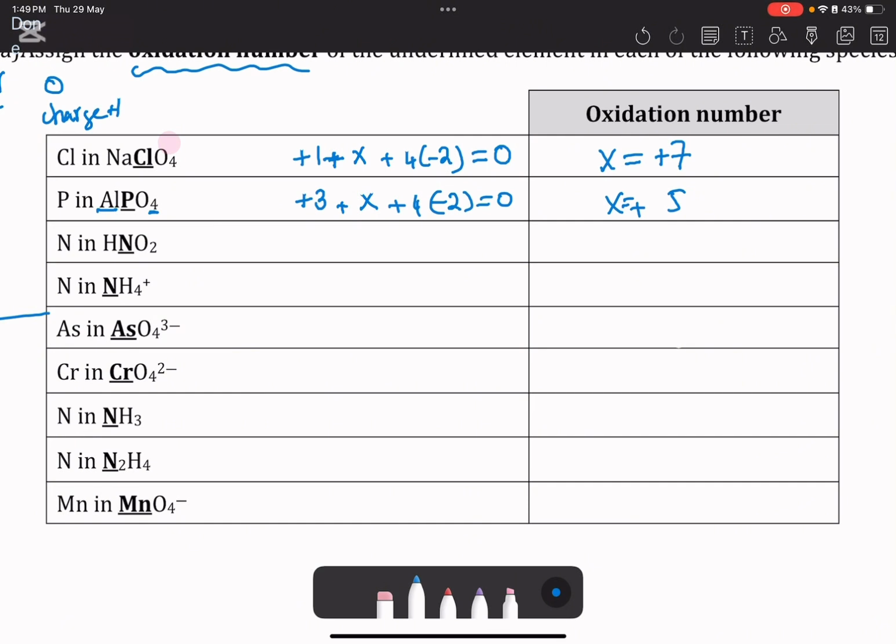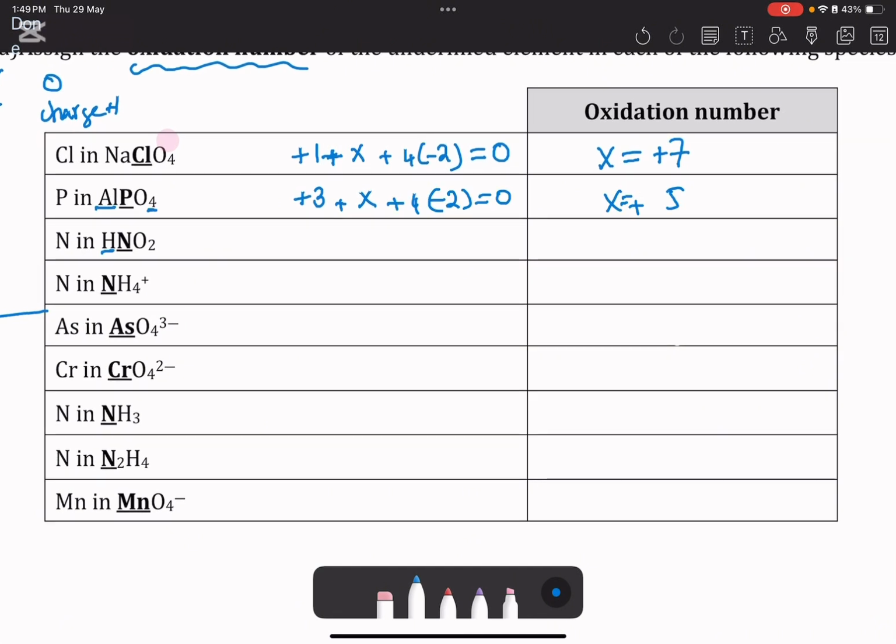N in HNO2. H oxidation number is always +1. That's not an exception of a metal hydride, so H is +1. N, we don't know it yet because there is no rule that can tell us the oxidation number of N. It keeps on changing. And again, oxygen, as I mentioned, is always -2, but you have 2 oxygens, so multiplied by 2, equal to 0. Solving for X, we'll find X to be +3.